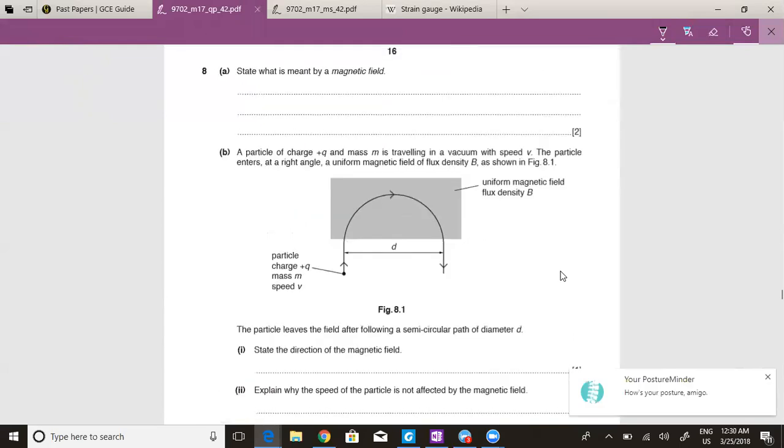Okay. Sid, what is meant by magnetic field? A magnetic field. Region where a moving electric charge. Ali comes in with his lifesaver.